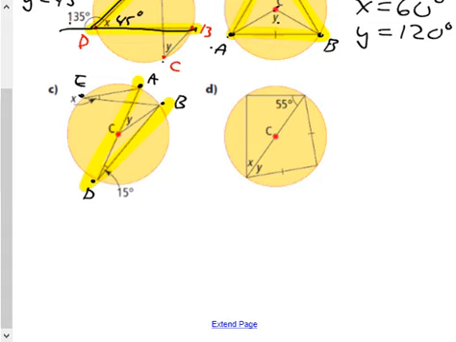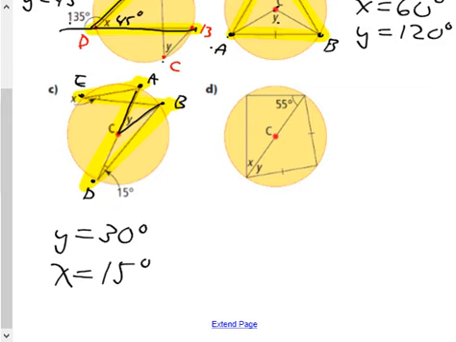Are those A and B connected to the middle? Yes, they are. Which means this one right here is the central angle, and how many degrees? 30 degrees. You're all brilliant. Y equals 30 degrees. A and B are also connected to this one over here, which makes angle X the same measure as the inscribed angle, or 15 degrees.